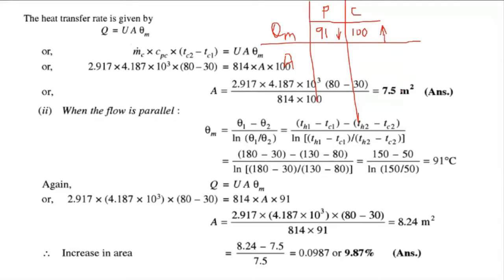For the area term, what is the area for counter flow? 7.5 square meters. Okay, we have 7.5 in this case, and here how much do we have? 8.24. Which area is greater, parallel flow or counter flow? Parallel. Okay, so the parallel flow area is greater, and for counter flow, the area is smaller.